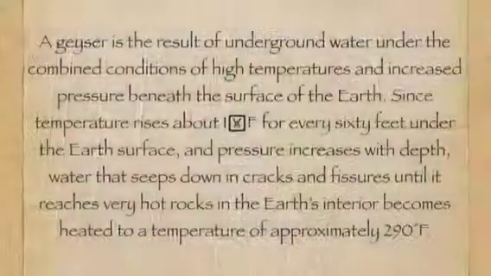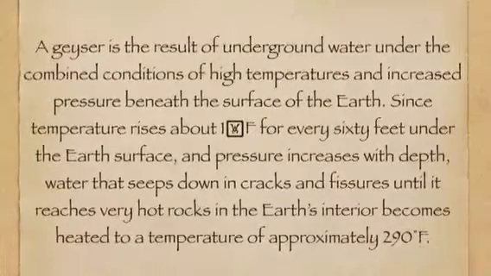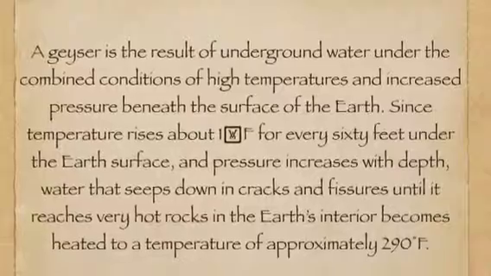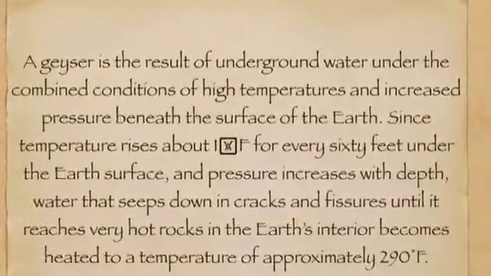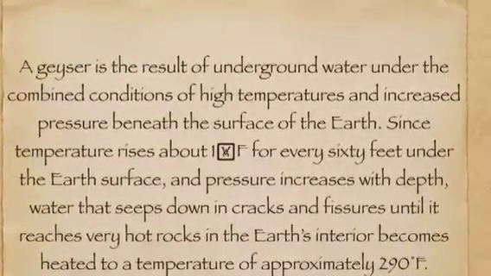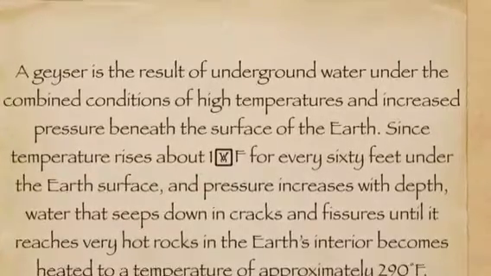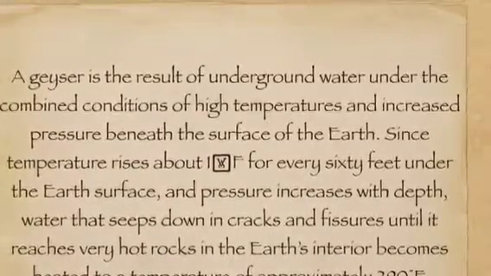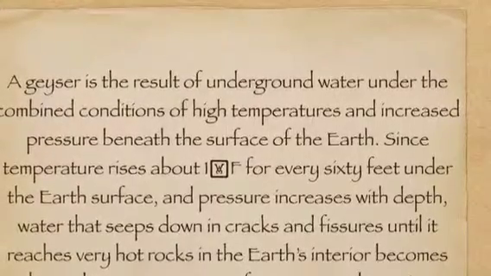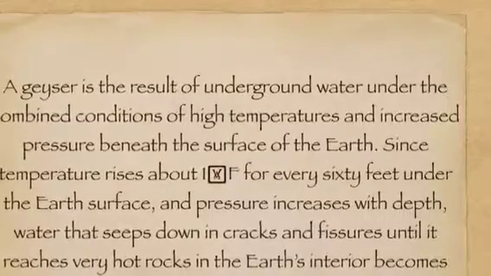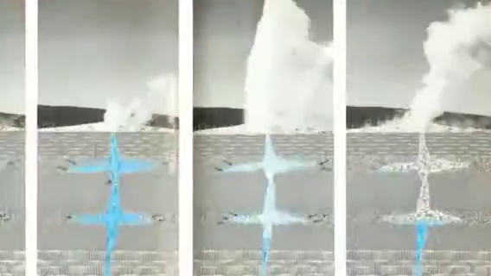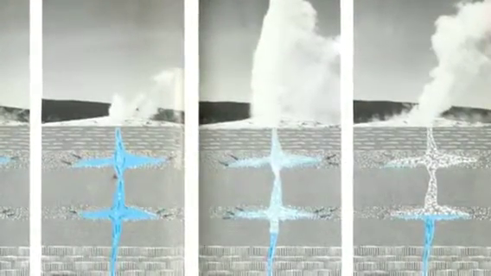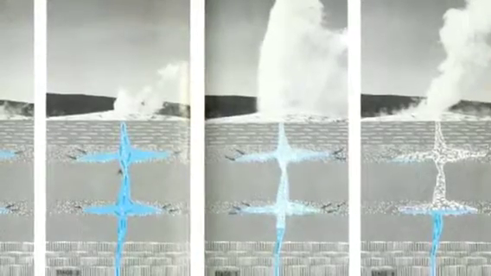A geyser is the result of underground water under the combined condition of high temperature and increased pressure beneath the surface of the earth. Temperature rises about 1 Fahrenheit for every 60 feet under the earth's surface, and pressure increases with depth. Water that seeps down in cracks and fissures until it reaches very hot rocks in the earth's interior becomes heated to a temperature of approximately 290 Fahrenheit.